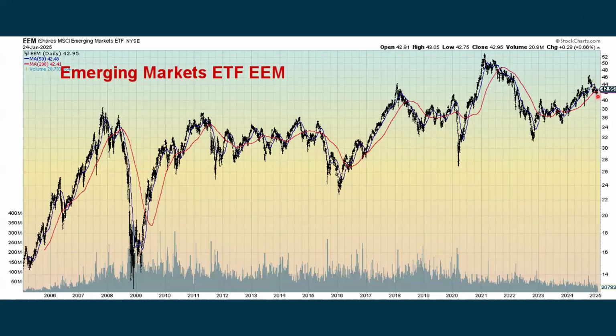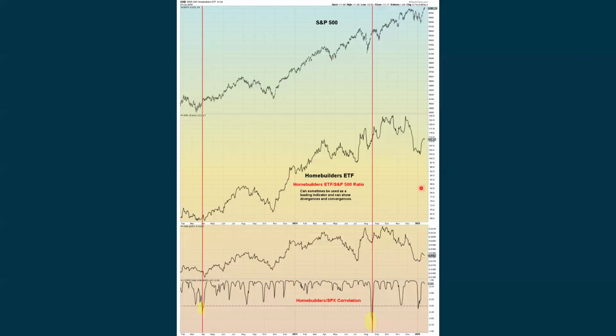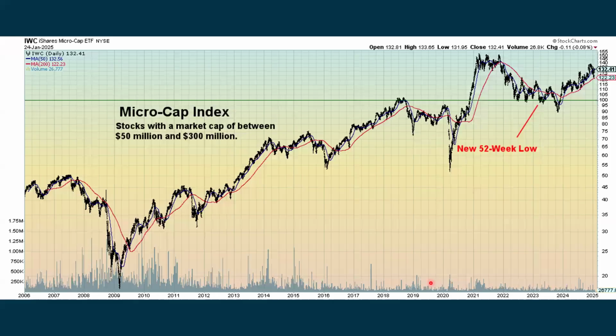Emerging markets, though, some pressure here, actually starting to form a death cross. Not quite there yet, but getting very close. Keeping an eye on what's happening in Japan with the stock market just kind of chopping around these high levels. We keep an eye on the home builders ETF and a correlation between the S&P and the home builders ETF here. The correlation is pretty strong right now, so really no concerns there. Micro caps came down on just about to their 200-day moving average and have been bouncing up again.